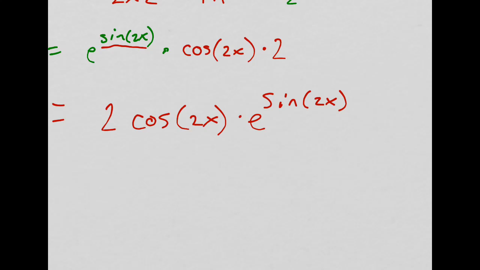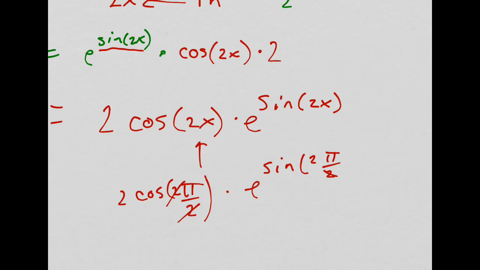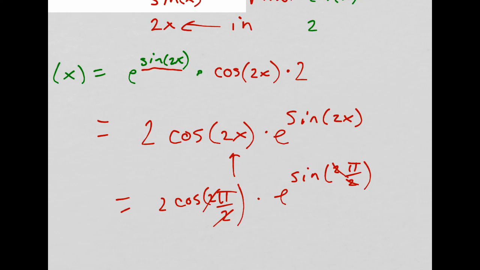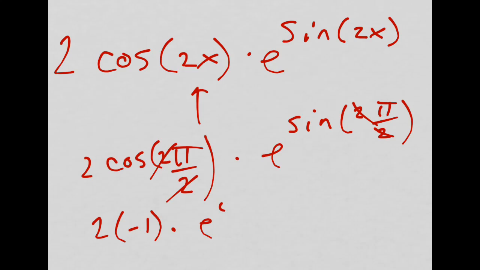And I'm going to plug in pi over 2. If I plug in pi over 2 here, the 2's cancel, so I get cosine of pi, right? Well, maybe I'll write it. I'm just doing the math. So it's just really cosine of pi. Same thing happens here. Pi over 2 cancels. Okay, so what do you get? You get cosine of pi is -1. So 2 times -1 times e to the sine of pi, which is 0. So e to the 0, that's just 1. So I get -2 times 1 is -2.